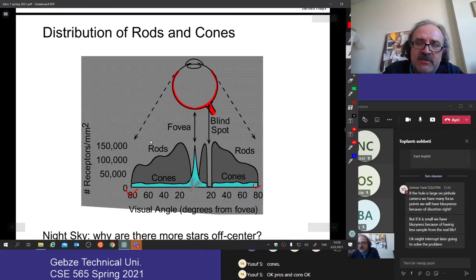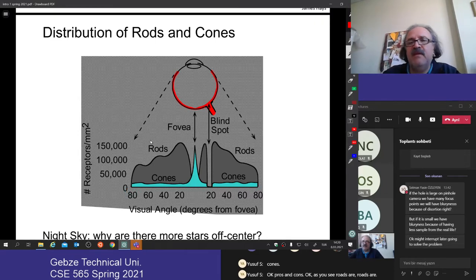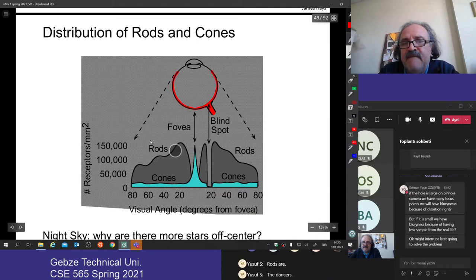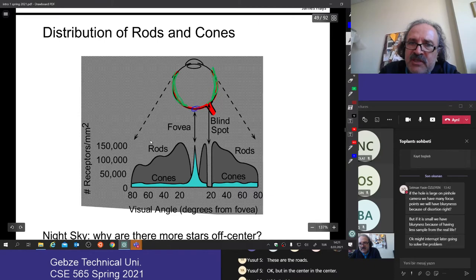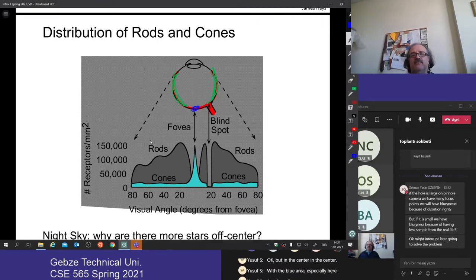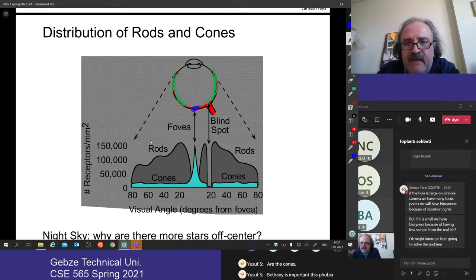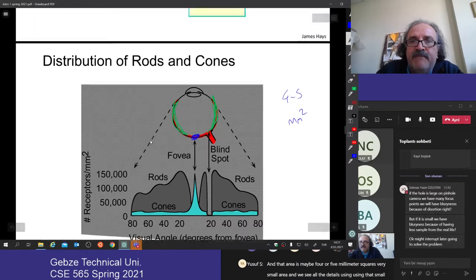Okay, as you see, rods are denser in these areas, the areas that I am drawing with green. These are the rods. But in the center, with the blue area, especially here, are the cones. That area is important. That's the fovea or macula. That area has the highest amount of cones, and that area is maybe 4 or 5 square millimeters, a very small area, and we see all the details using that small area only for vision.